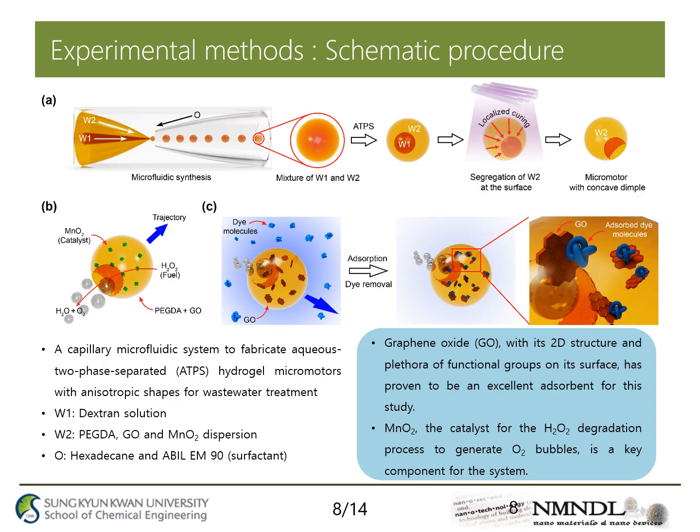And thus I propose a system. And this is the schematic procedure of my sample. A capillary microfluidic system is employed to fabricate aqueous two-phase separated hydrogel micromotors with anisotropic shape for wastewater treatment. With the W1 here being detergent solution, W2 is PEGDA-GO manganese dioxide dispersion, and the O phase is dihexadecane and ABIL EM90.